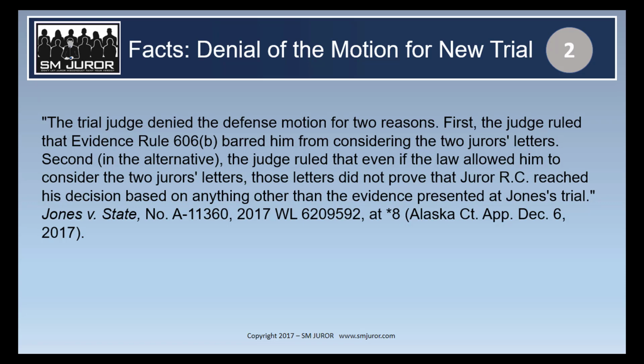Now, when we look at the denial of the motion for new trial, the trial court denied the motion for 2 reasons. First, the judge ruled that Evidence Rule 606B barred him from considering the 2 jurors' letters. Second, and in the alternative, the judge ruled that even if the law allowed him to consider those letters, the letters did not prove that juror RC reached his decision based on anything other than the evidence presented at Jones's trial.